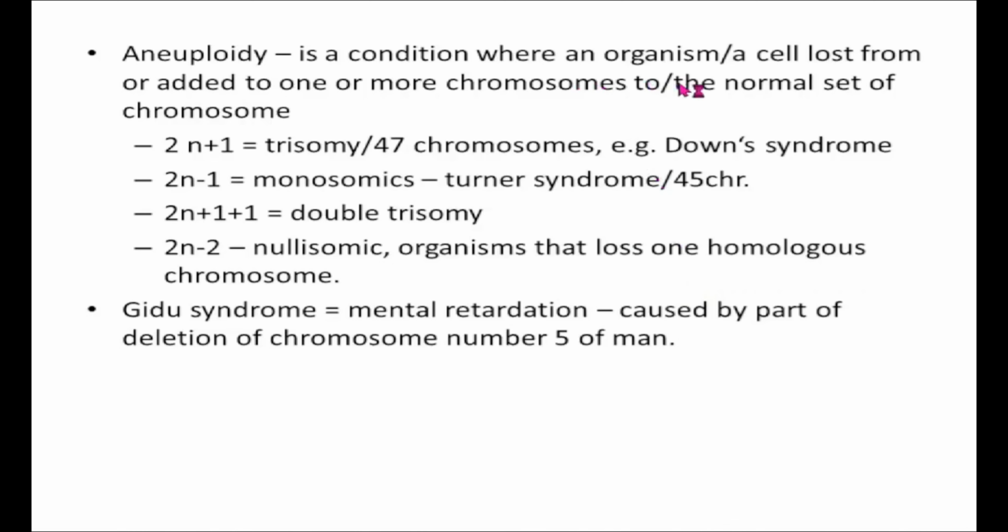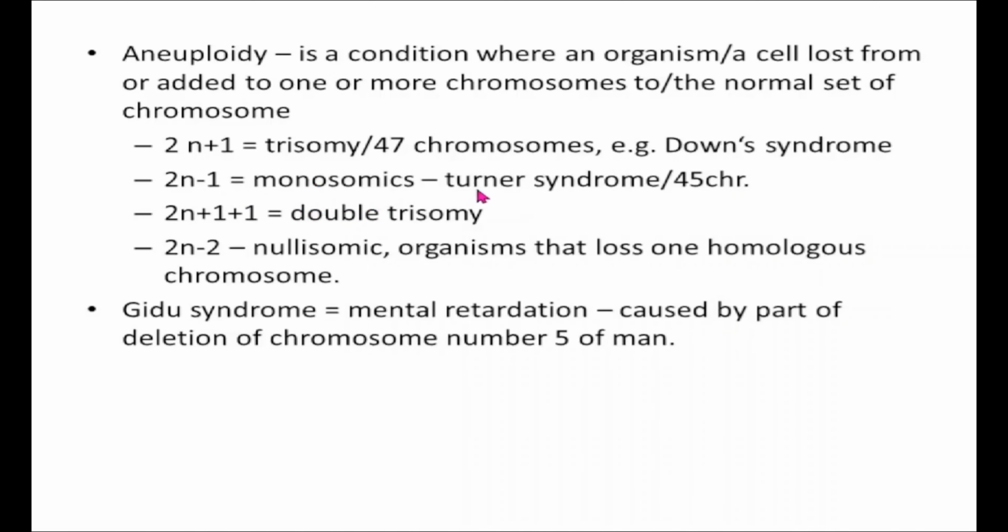Aneuploidy is the opposite of euploidy. This is a condition where an organism or a cell has lost or added one or more chromosomes to the normal set of chromosomes. For example, 2n plus 1 is trisomy, in humans 46 plus 1 is 47. In such a condition, there will be Down syndrome. This is a kind of defect, named after the scientist Dr. Down.